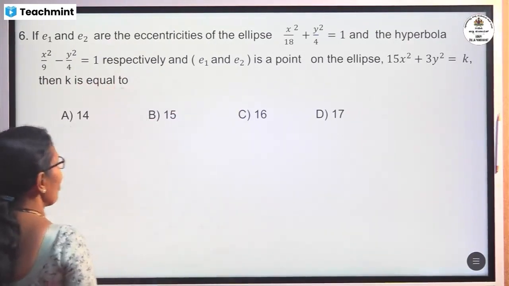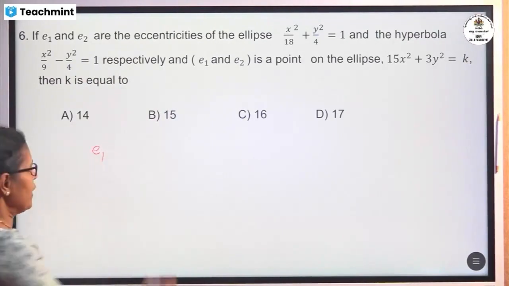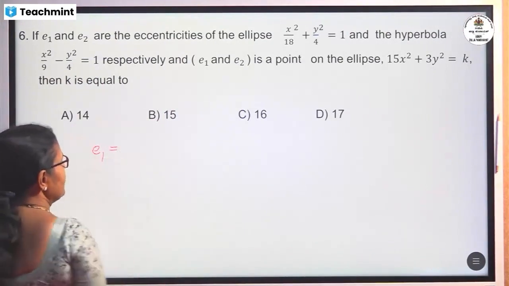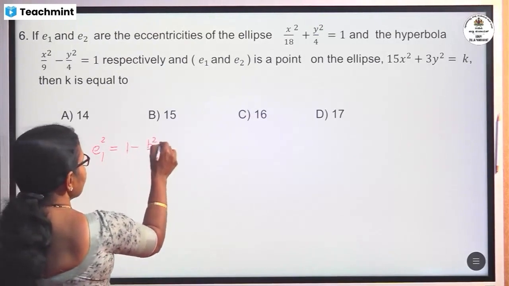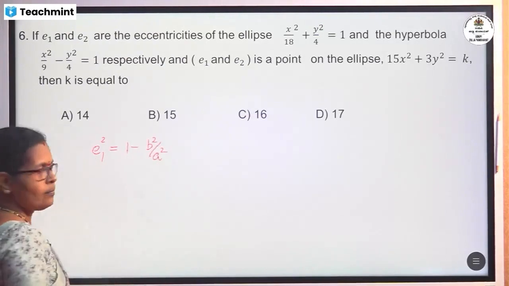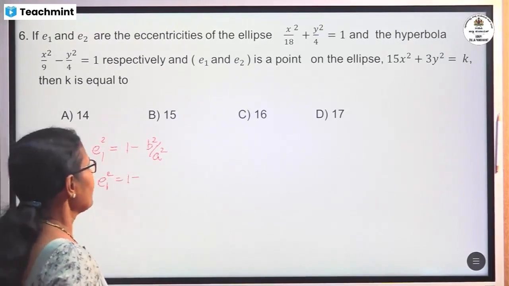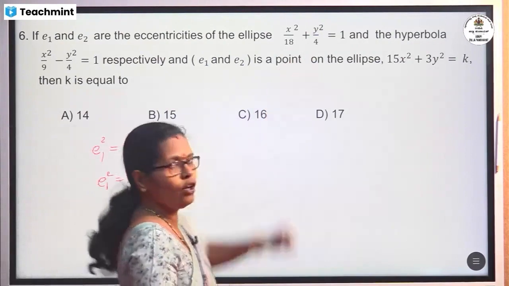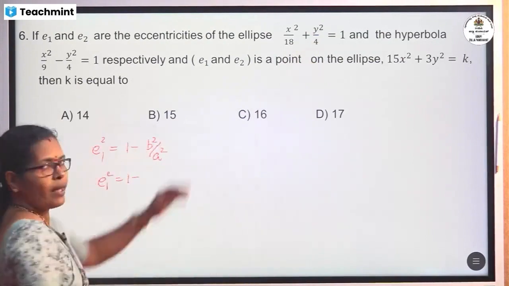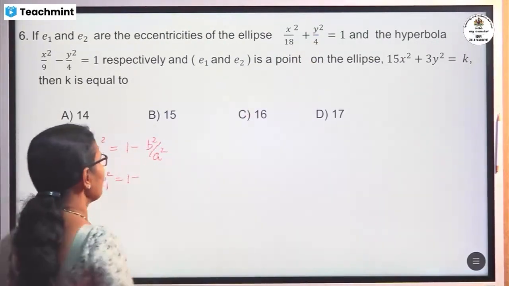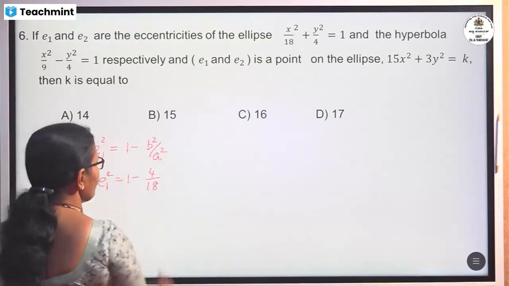We know the formula: E1, the eccentricity of the ellipse, E1 square is equal to 1 minus b square by a square. The value of b square is 4. Here x square by 18 plus y square by 4. The standard form is x square by a square plus y square by b square is equal to 1, so here b square is equal to 4 and a square is equal to 18.